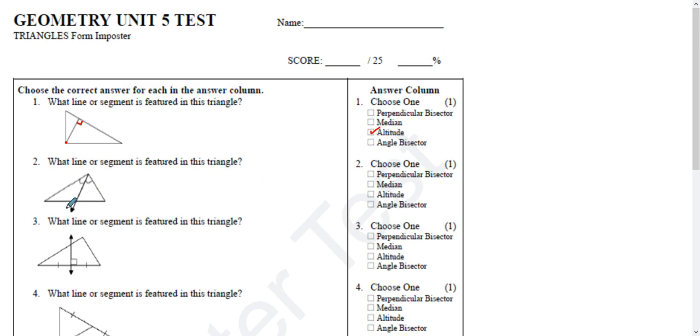The second one, notice the only thing that we're given is that this angle is congruent to this angle. That means that this segment is an angle bisector. It's bisecting this angle. That's the only thing that I know. So check off angle bisector.